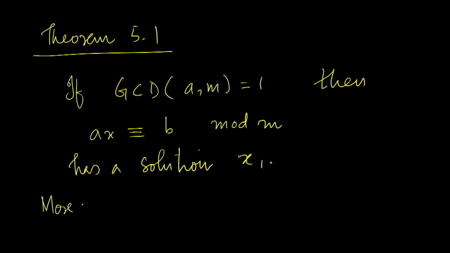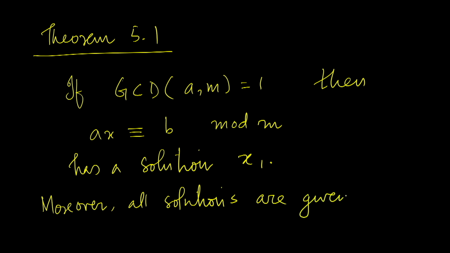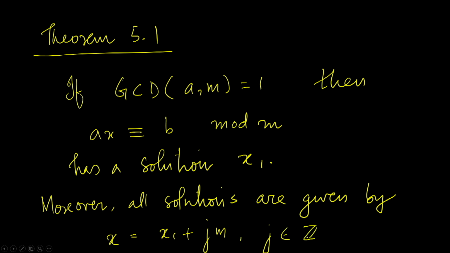Moreover, all solutions are given by x equals x1 plus jm, where j is an integer. In other words, there is a solution x1 and every other solution is congruent to x1 modulo m. So that's what the theorem states. So let us prove the theorem.